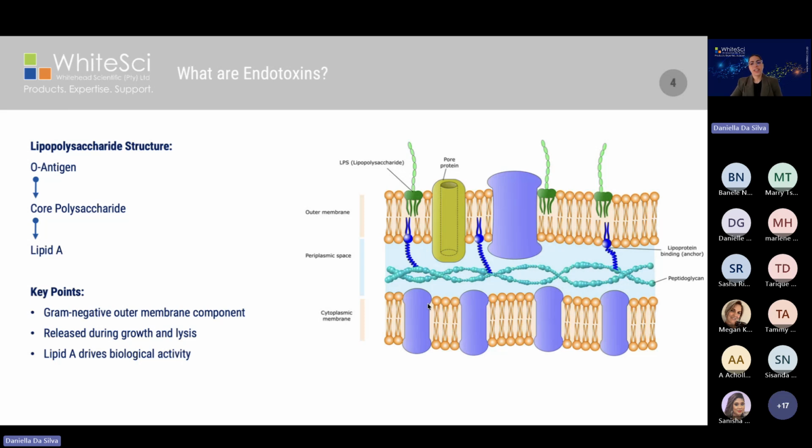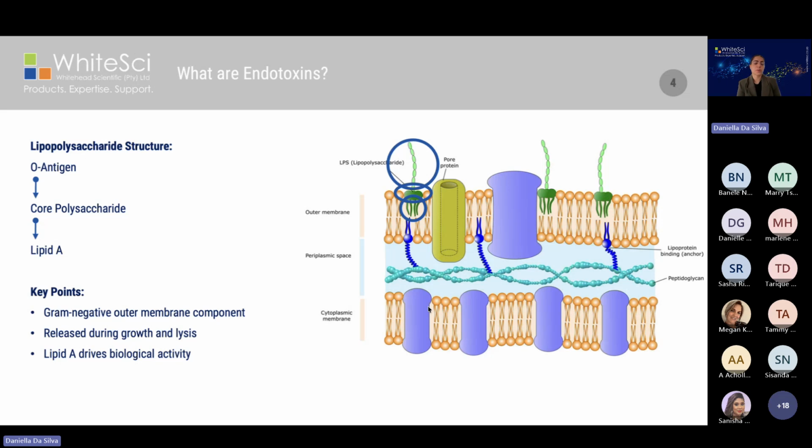Before discussing testing methodologies, I always find it useful to establish exactly what we're trying to detect. Endotoxins are lipopolysaccharides, often referred to as LPS molecules, that form part of the outer membrane of gram-negative bacteria. Structurally, endotoxins consist of three main regions. You have the O antigen, which extends outward from the bacterial surface, a core polysaccharide region, and then lipid A, which is the biologically active portion of the molecule.